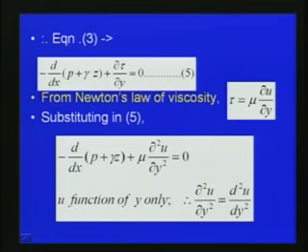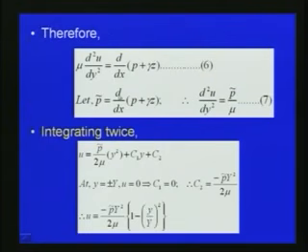Here u is only a function of y, so ∂²u/∂y² can be written as the derivative d²u/dy². Therefore we can write μ d²u/dy² is equal to d/dx of (p plus γz). If we put p tilde equal to d/dx of (p plus γz), we can write d²u/dy² is equal to p tilde by μ, where μ is the coefficient of dynamic viscosity.